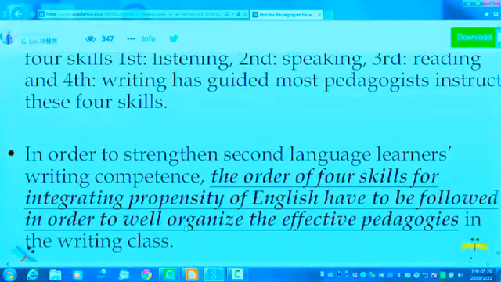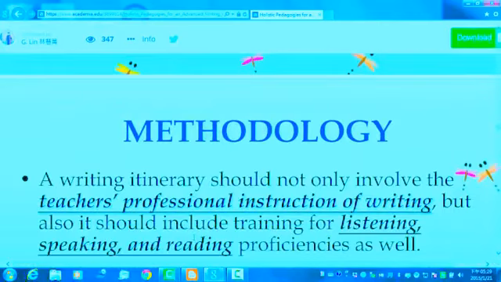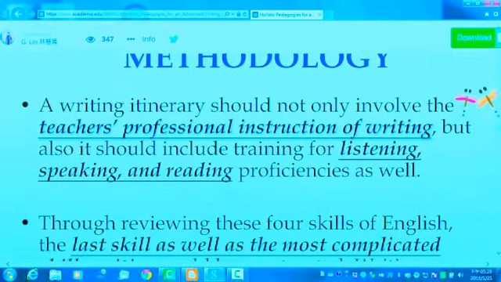In order to strengthen second language learners' writing competence, the order of the 4 skills for integrating proficiency of English has to be followed in order to well organize the effective pedagogies in the writing class. The methodology, the writing itinerary, should not only involve the teacher's professional instruction of writing, but also include training for listening, speaking, and reading proficiencies as well.